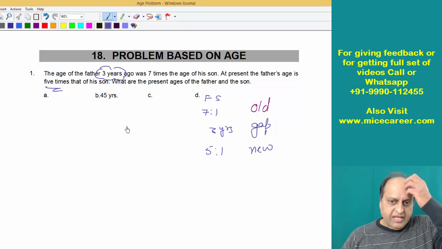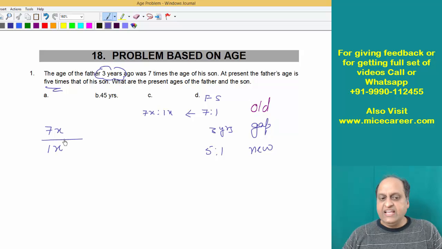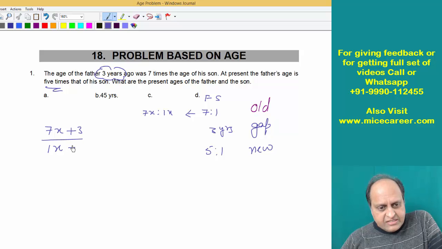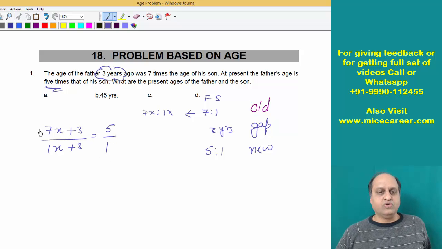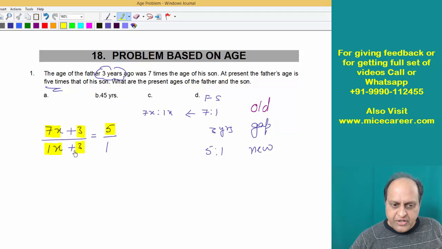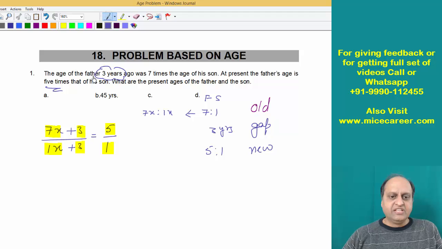Right? Now, if we take this as 7x:1x, then it means 7x upon 1x, that is the age 3 years ago. By adding 3 to both the ages, we get the present age ratio, which is 5:1. So this is the old age of father plus 3, gap of 3 years. This is the old age of the son plus 3 gives us new ages of father, new ages of son, and their ratio is 5:1. Now you need to solve x with this equation.